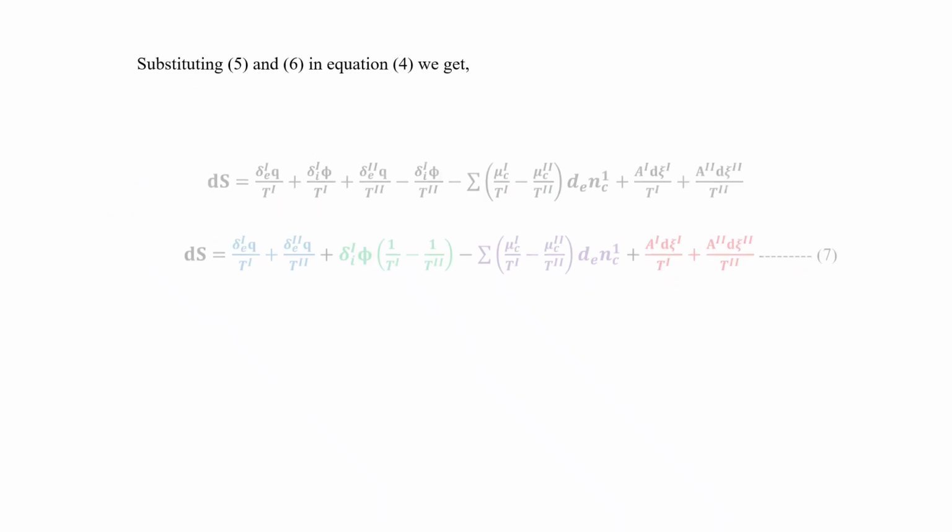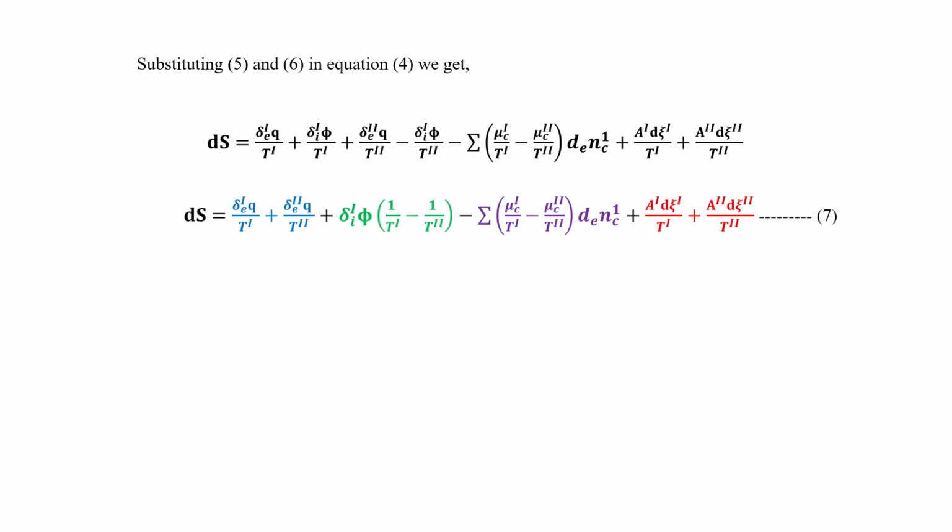So substituting equations 5 and 6 in equation 4, we will get, on the whole, the total entropy change, which includes the exchange of matter and energy between the two phases of the system and exchange of heat with the surrounding by the system on the whole. So this is the final equation which we will get.